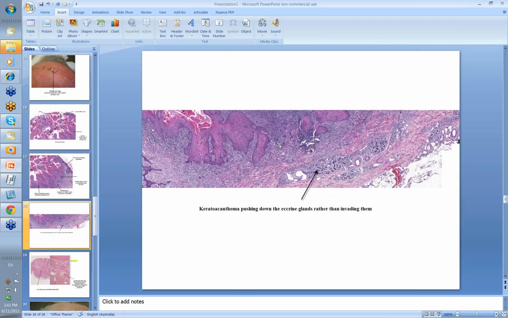This is just another view of the base. Another little feature here: a KA tends to push the surrounding eccrine glands. It doesn't infiltrate into them, whereas an SCC will. It tends to push them away from the advancing edge of the keratoacanthoma, whereas an SCC will tend to invade these eccrine glands.